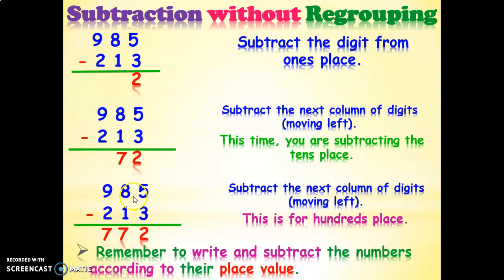Again, you have to remember to write and subtract the numbers according to their place value. Start from ones place, and then subtract from tens place, and then finally subtract the digits from hundreds place. Always try to remember this step for doing column subtraction.